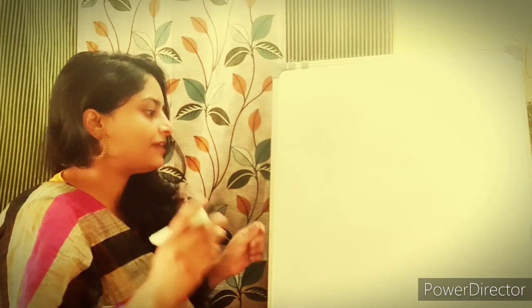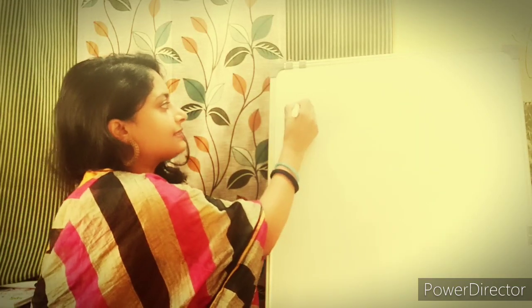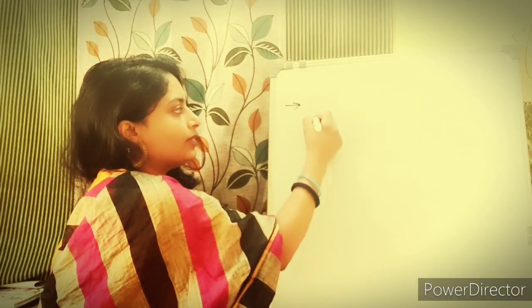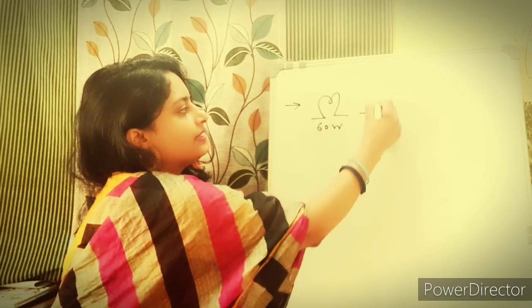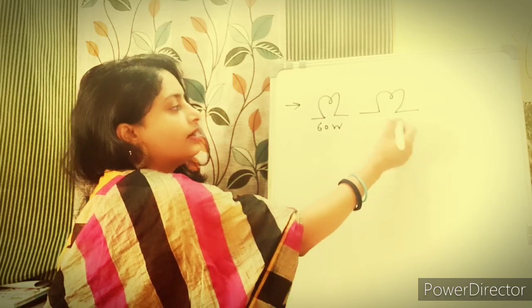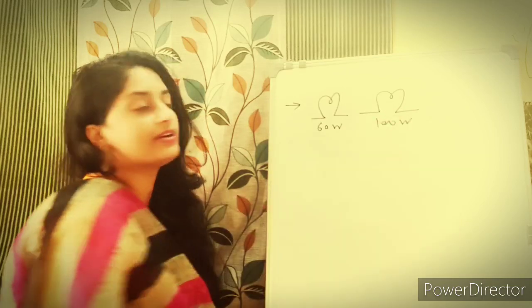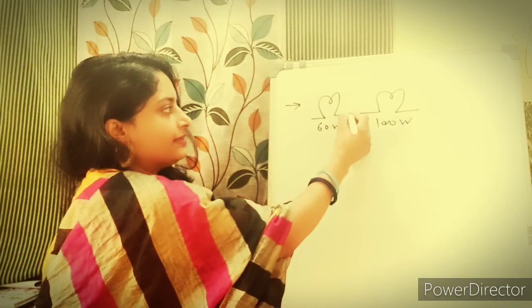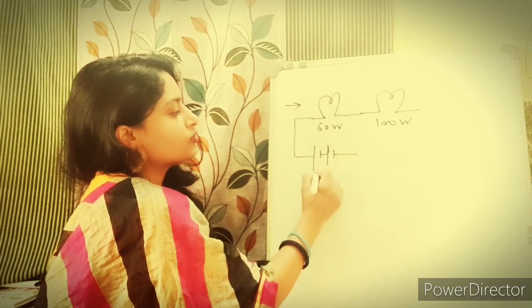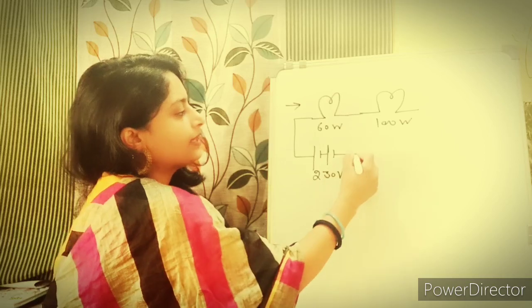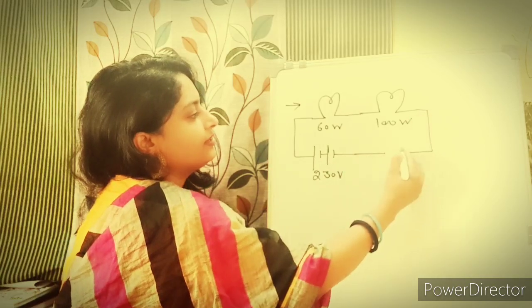Now let's start with the questions on electric bulbs. Which one will glow with more brightness? So let's start with a simple first question. There are two bulbs. One is 60 watt and one is 100 watt. So this is the power given. They both are connected in series with a source of 230 volt.